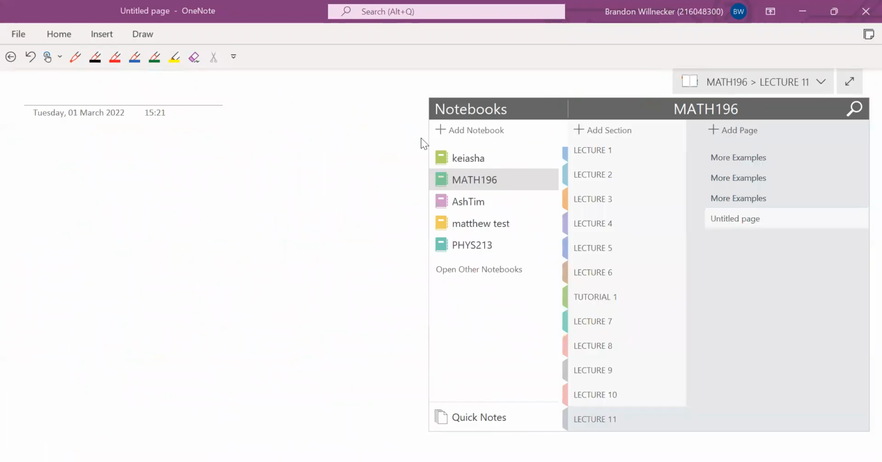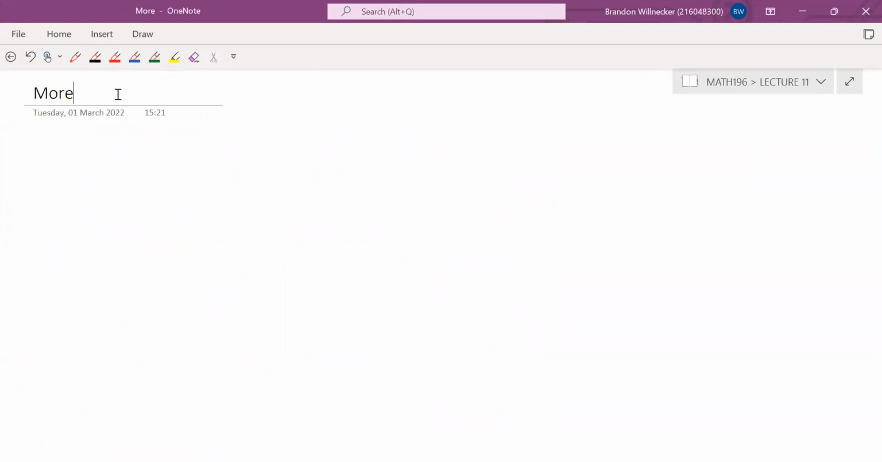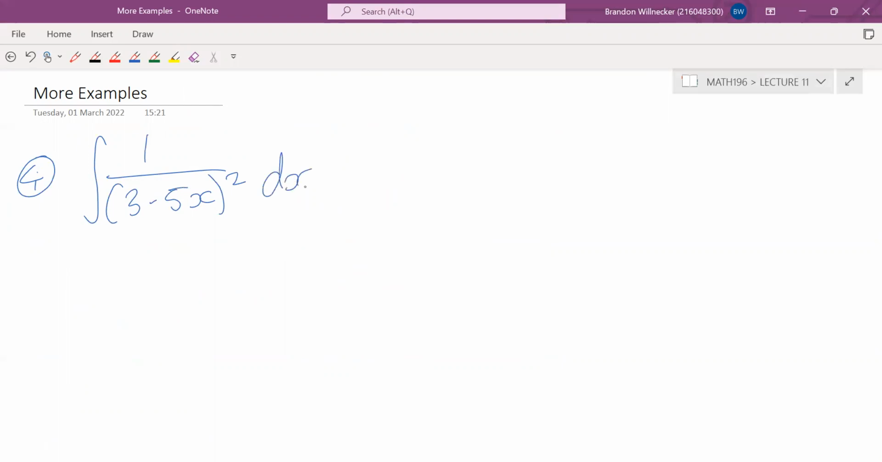Okay, let's look at one more example here. So this is example number 4. Okay, so we have the integral of (3 minus 5x), all of that squared, dx. Again, what is causing us problems? It's this inside part, 3 minus 5x.